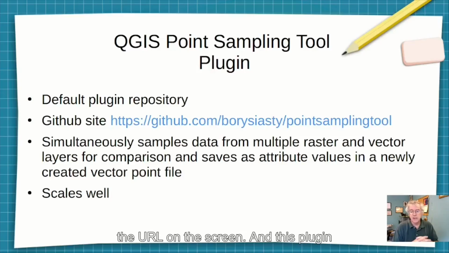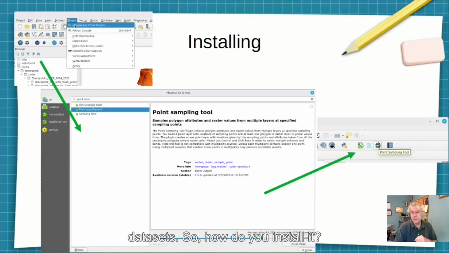And this plugin allows you to simultaneously sample data from multiple raster and vector layers for comparison. It saves everything in a vector layer in the attribute tables, and allows you to assess disparate data sets quite quickly and accurately. And it scales well with very large raster data sets.